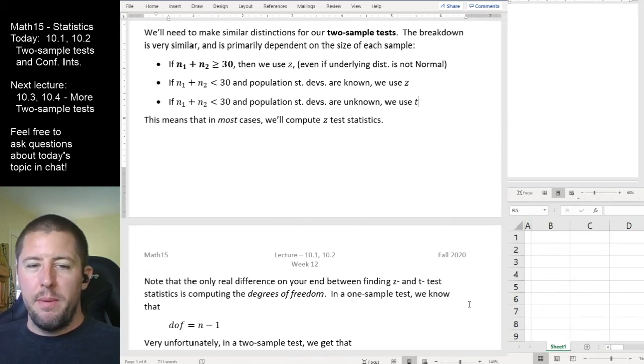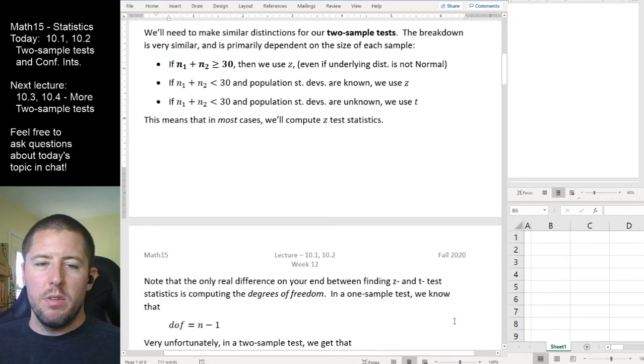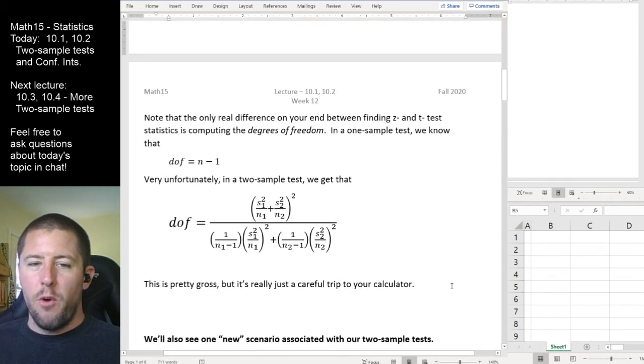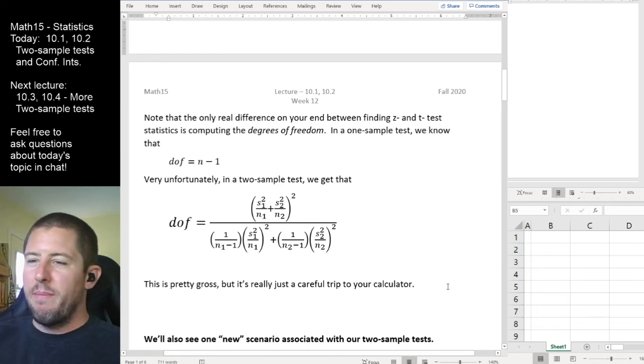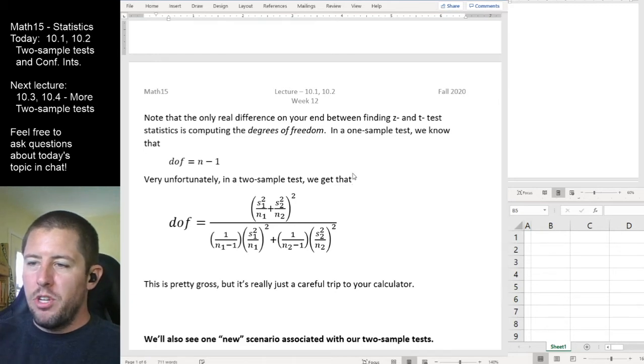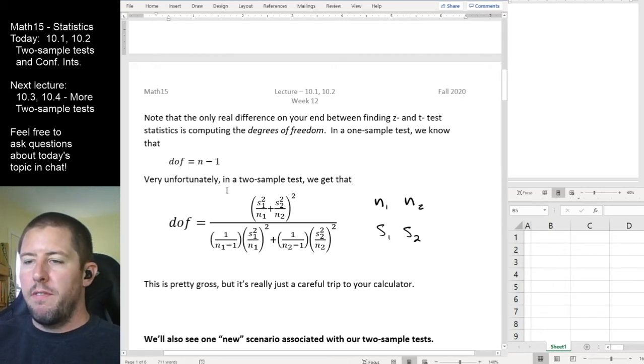So I'm going to show you this formula here. We will use this formula. It's pretty gross, but it's also just a quick trip to a calculator here. So unfortunately, our degree of freedom calculation here gets a little bit tougher when we talk about the t-distribution. But a couple good things to notice. One, you should notice that out of all the terms that are sitting out here, all we have is the 2 sample sizes, n1 and n2, and the 2 sample standard deviations, S1 and S2. Those are the only 4 pieces of information that we have floating out in this computation.